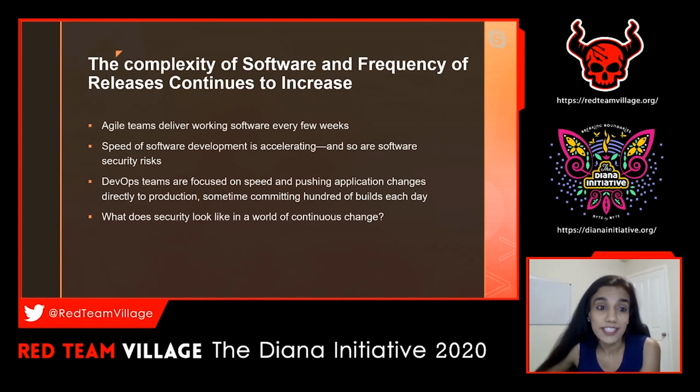But the main question is, where is security in all of this? What does security look like in the world of continuous change? And how can the security team possibly keep up with all these changes? We do have some gating controls in place. We have security testing. We have DAST, which is my bread and butter. We have penetration testing. But are these all sufficient?